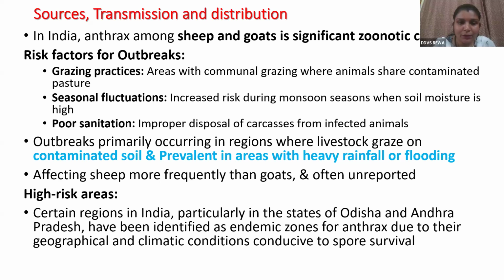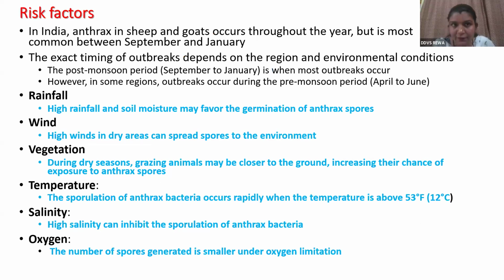There are also some areas where the disease is endemic in India, like the states of Odisha and Andhra Pradesh, and there is an epidemic zone. Because of geographical conditions, these are the risk factors which help in the occurrence of the disease.